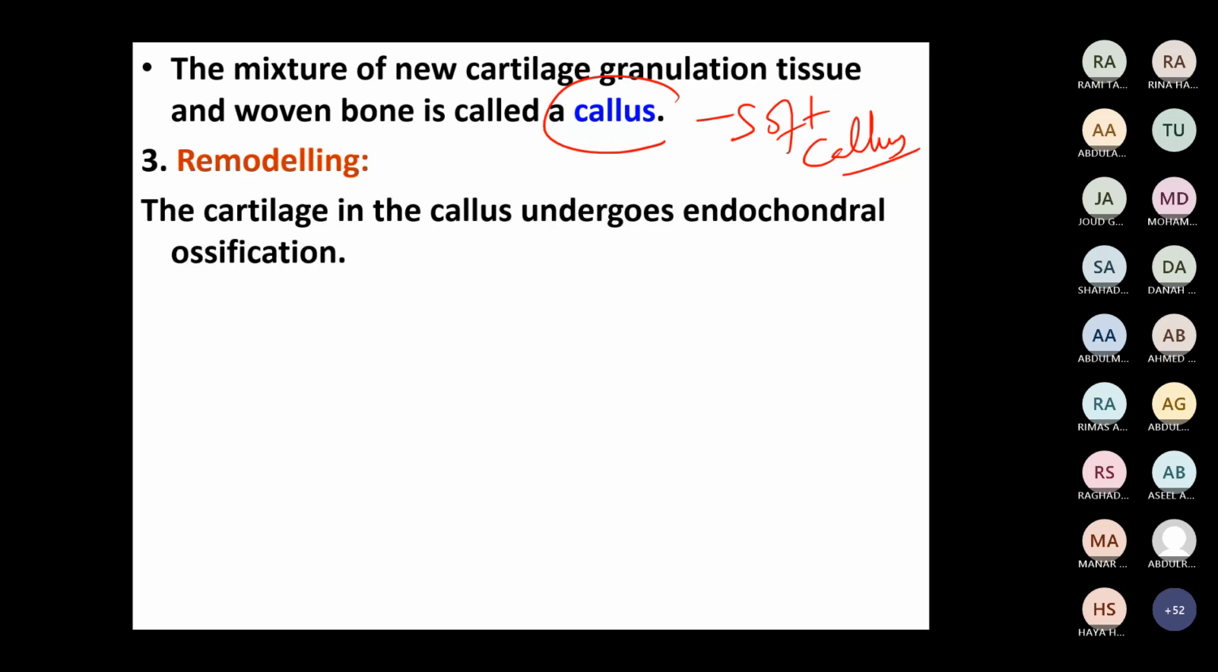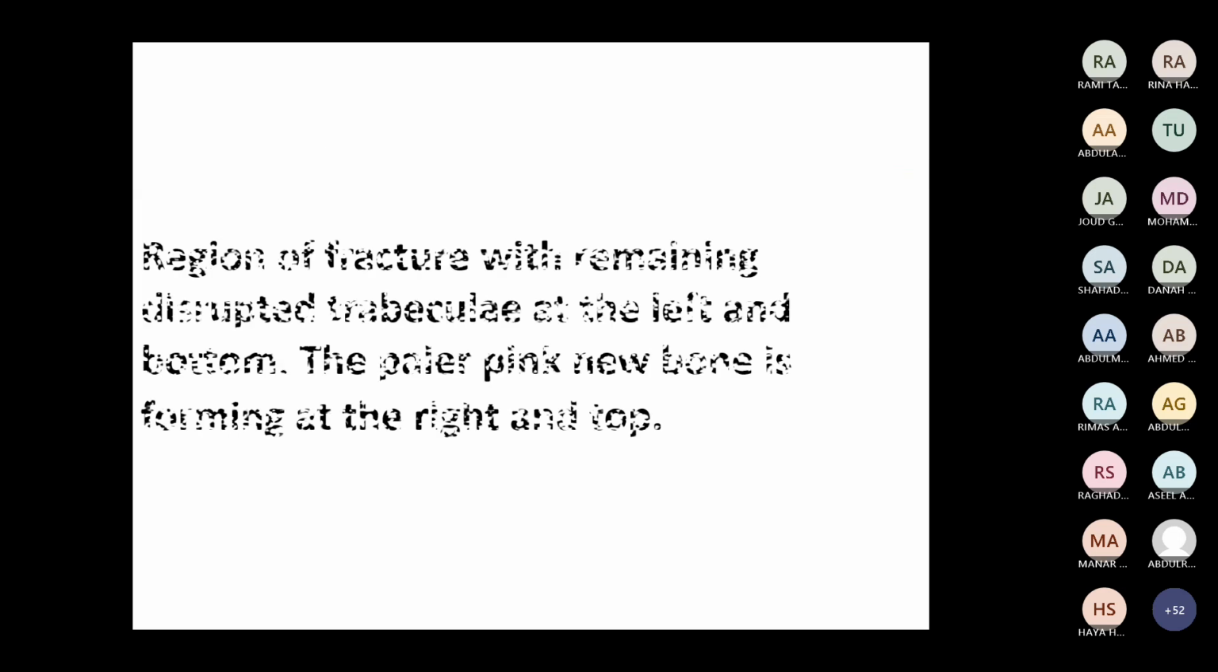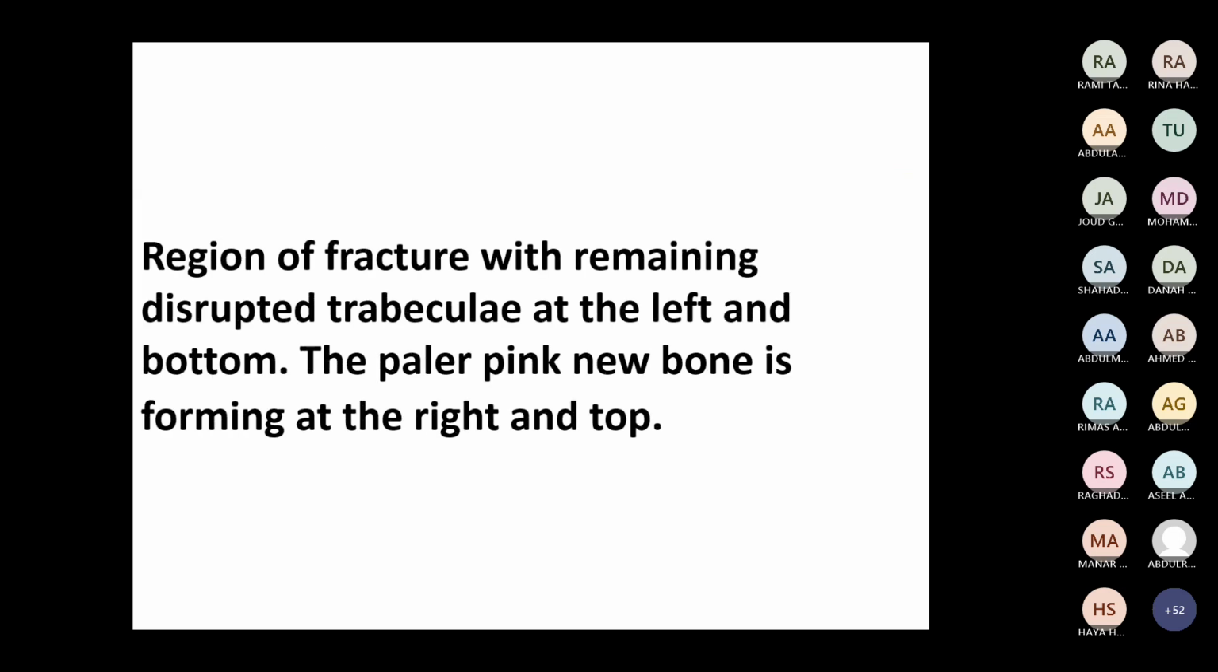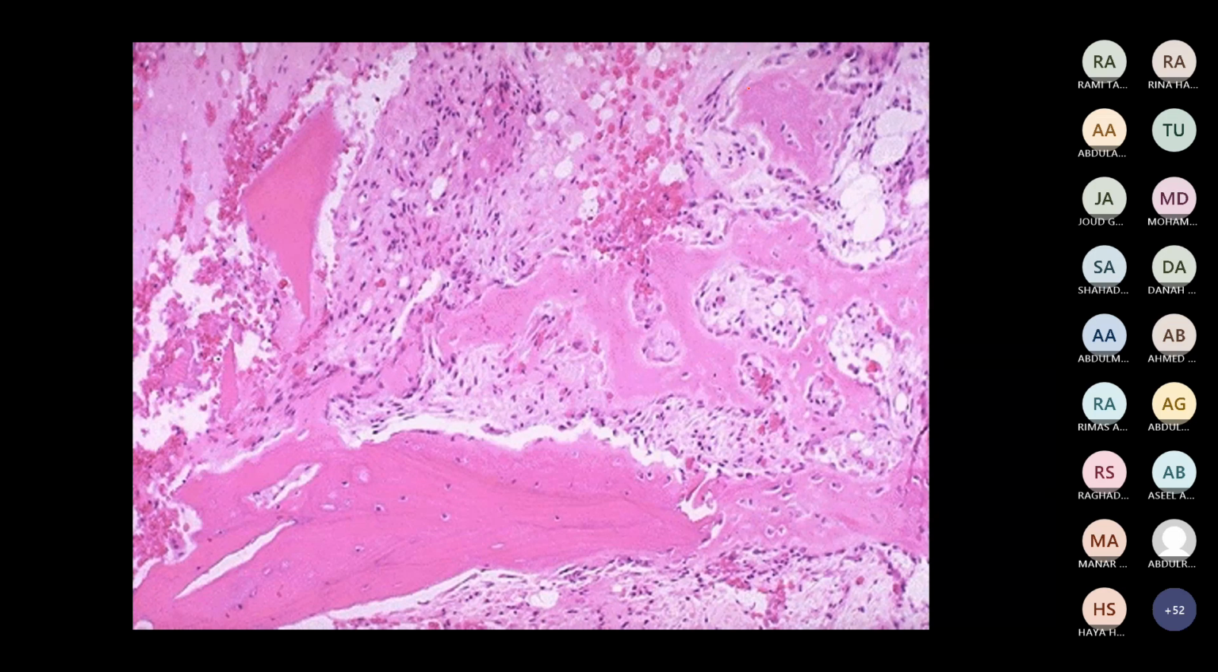Then remodeling occurs. The cartilage in the callus undergoes endochondral ossification through the formation of chondroblasts. Okay. All this you know. The new bone formation undergoes remodeling to form the strong lamellar bone. The region of fracture with remaining disrupted trabeculae is at the left and bottom. Paler pink new bone is forming at the right and top. Sorry, right and top, this is the new bone formation.